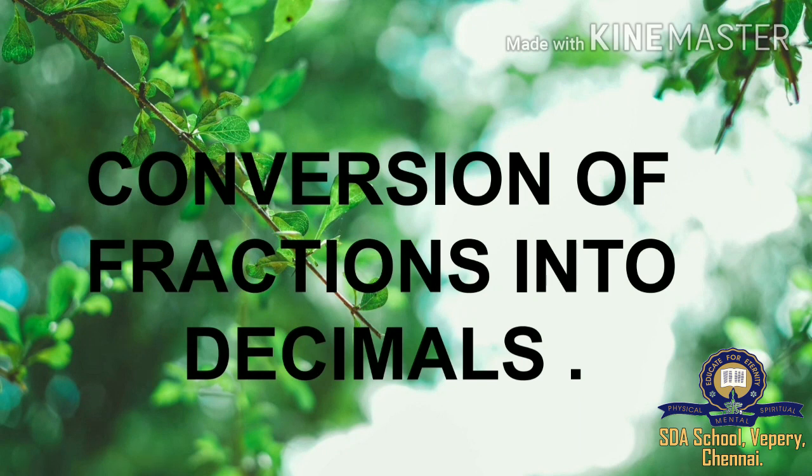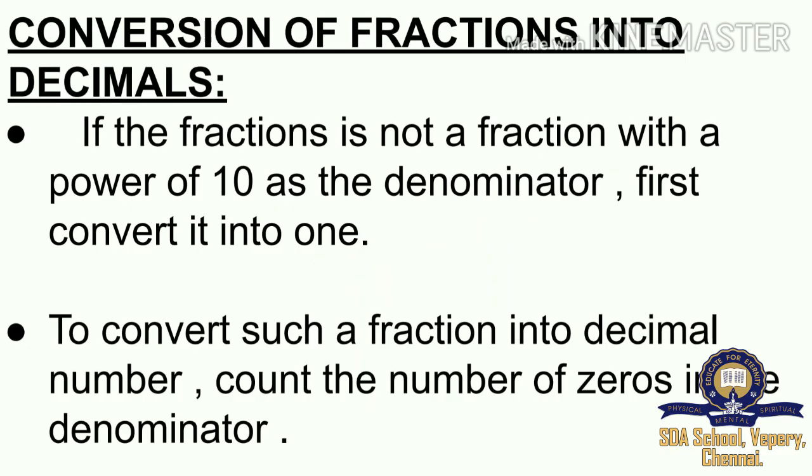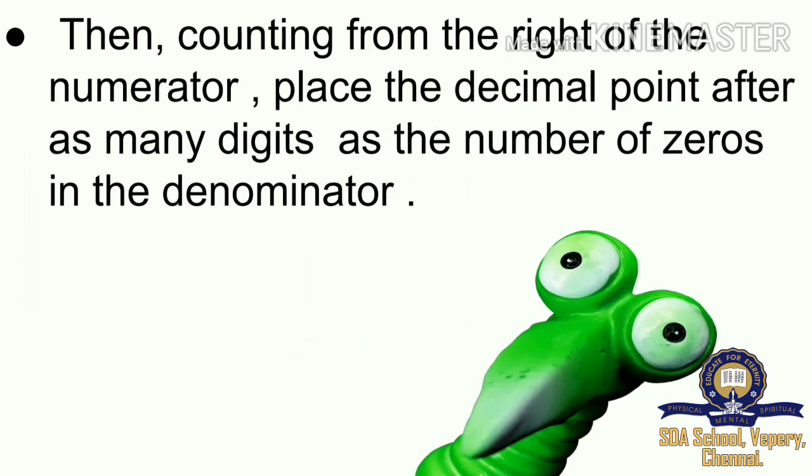Conversion of fractions into decimal fractions. If the fraction does not have a power of 10 as the denominator, first convert it into one. To convert such a fraction into a decimal number, count the number of zeros in the denominator. Then counting from the right of the numerator, place the decimal point after as many digits as the number of zeros in the denominator.